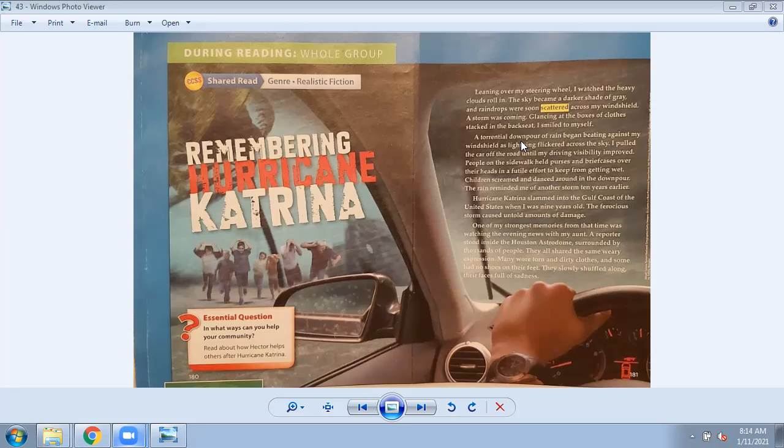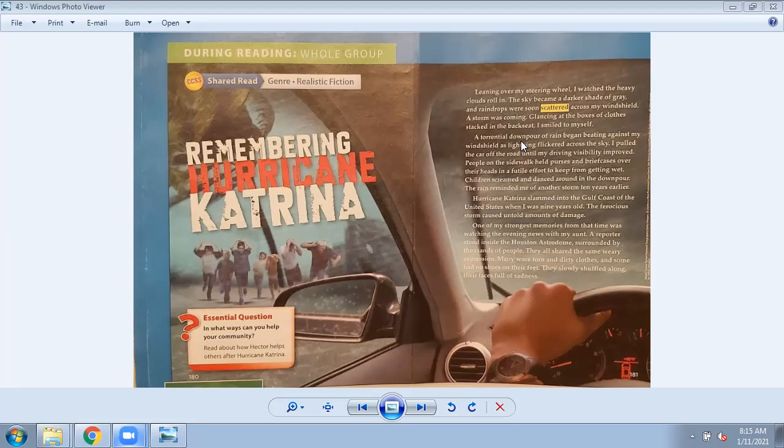A torrential downpour of rain began beating against my windshield as lightning flickered across the sky. I pulled the car off the road until my driving visibility improved. People on the sidewalk held purses and briefcases over their heads in a futile effort to keep from getting wet. Children screamed and danced around in the downpour. The rain reminded me of another storm 10 years earlier.